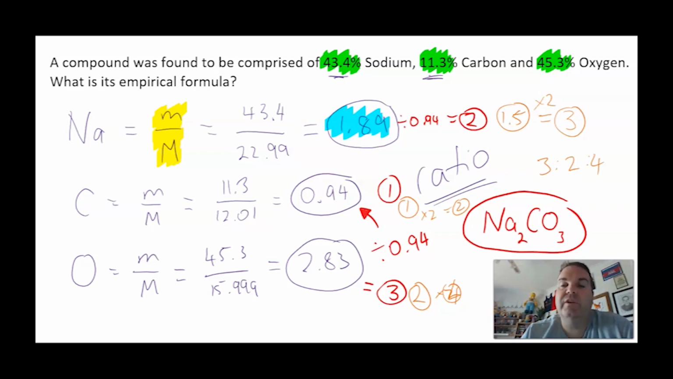All right, so if you end up, when you go through this first step in red, where you're dividing everything by the lowest number and you end up with a decimal, just convert that into a whole number. Normally you just need to multiply by 2 because you've got a half number, and that will give you the whole number ratios that you need.